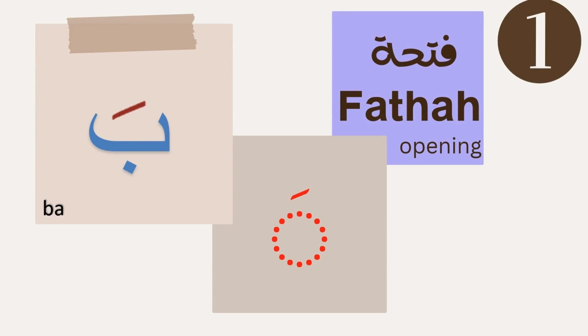So, in this video, we are going to discuss only the most important diacritical marks for beginners. The first one is called Fatha. Fatha literally means opening. And it's a little dash, as we see here. It's a drawing above the letter, so it's a little diagonal line or dash placed above the letter.